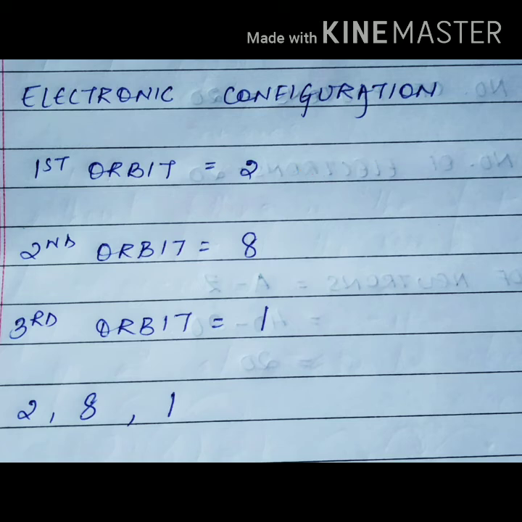How many left? 11 minus 2. Now 9 electrons are left. In the second orbit, we can add only 8 electrons. So out of the 9 electrons, 8 electrons we will put in the second orbit. How many left? 1. So in the third orbit, we will place 1 electron. So the electronic configuration is 2, 8, 1.